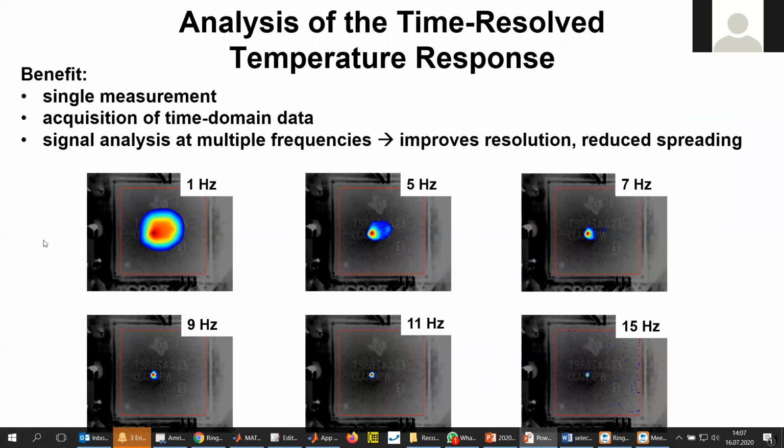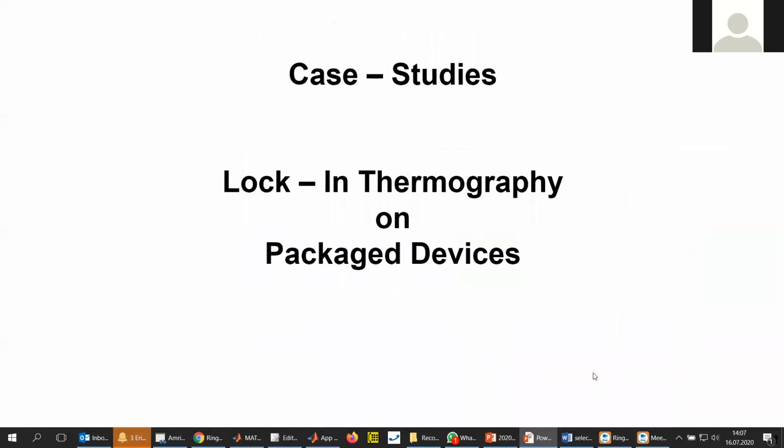That's another example where we've looked at a packaged molded device, and we have analyzed the signals at multiple frequencies. So we've looked at 1 Hertz, you see a rather large hotspot, and once we increase the frequency, we can see that we can nicely resolve the hotspot with a much better lateral resolution. Okay. So far about the lock-in thermography or lock-in amplification.